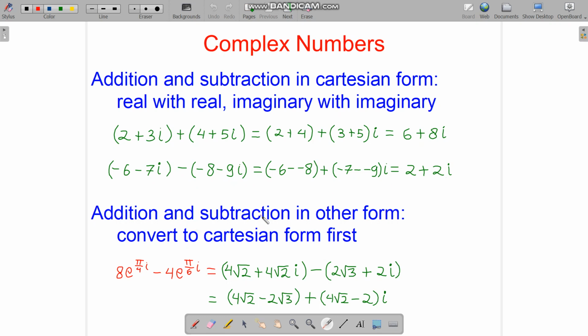And if you want to add or subtract complex numbers in other forms such as polar or exponential, just convert to Cartesian form first. For example, here we have 8e to the power of pi over 4 i. We use 8 cos pi over 4 plus i sine pi over 4. We get the Cartesian form, and then we can subtract or add.